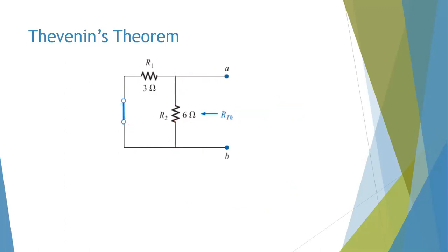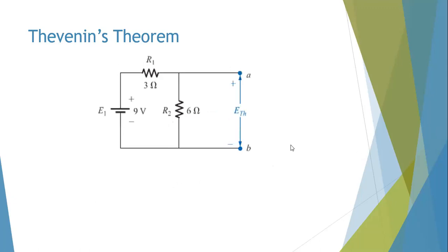Now, once we've done RTH, to get ETH we put back our voltage source, and we want to measure what drop we would get across A and B without the load, of course. So we've got our 2 ohms. Now this is the fourth step where you find ETH. You put back your voltage source, like we said. ETH is nothing but the potential difference across the 6 ohm resistor. If you apply the voltage divider rule, 6 over 3 plus 6 times 9, so you get 6 volts. So ETH is going to be 6 volts.